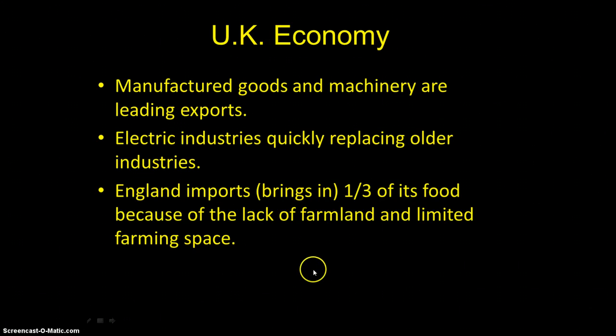Alright, so the United Kingdom's economy is mainly manufactured goods and machinery. They've been one of the leading countries in manufactured goods. Electric industries are though quickly replacing the older ones as they move into the 21st century and the more modern technology that we have. England imports, or essentially brings in, about a third of its food because of the lack of farmland and limited farm space. Because they're an island, just like most other island countries, they have to bring in most of their food because a lot of their farmland is used for manufactured goods, machinery and factories.